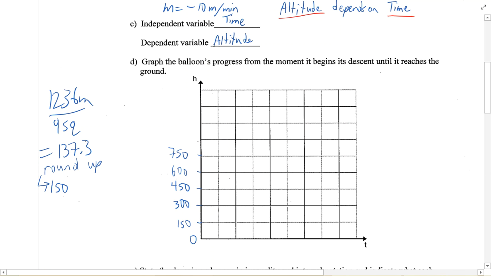750, 900, 1050, 1200, and then 1350. Okay.